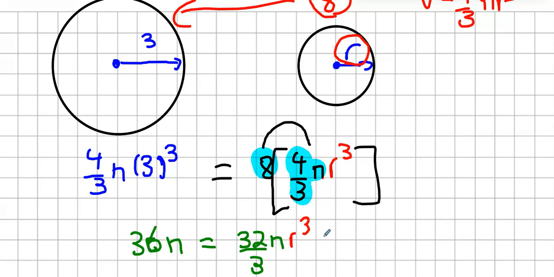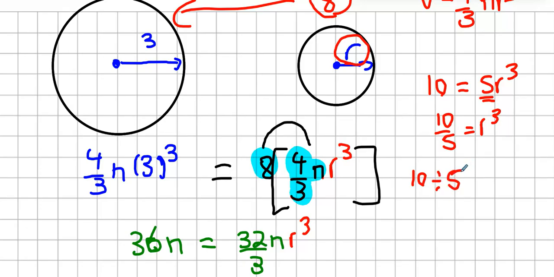Everybody agreed? Now, we're going to do what's called the simplification technique. You ready for this? If I said 10 equals 5 r cubed, what could you do with the 5? Where would you send the 5? Anybody know? Emmett. You do 10 divided by 5 is r cubed, wouldn't you? So what do you think I should do in this question?